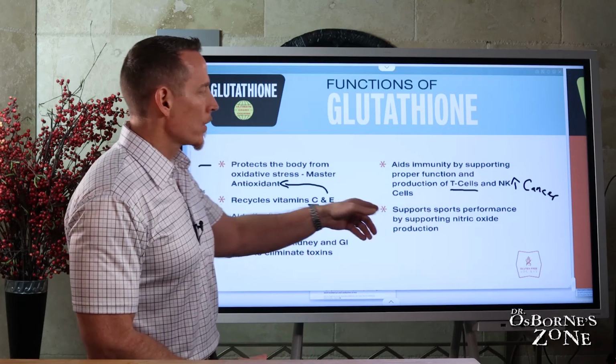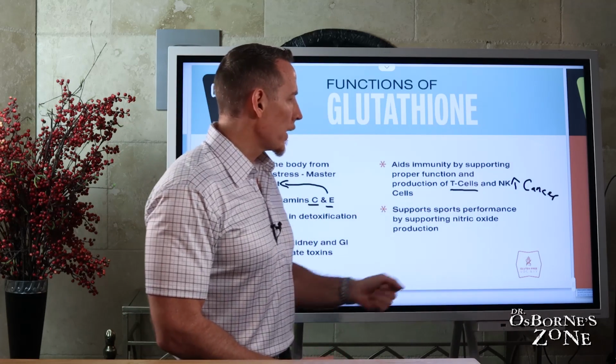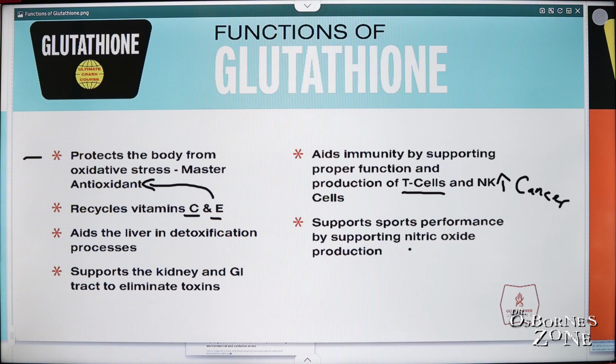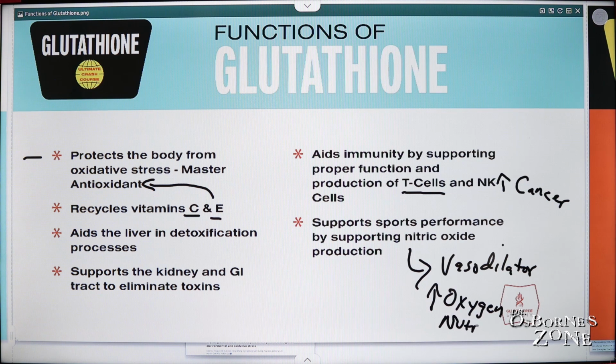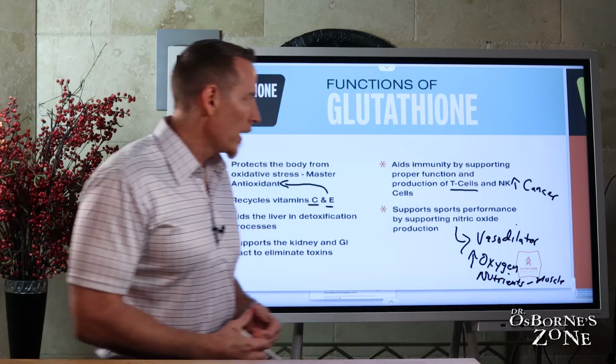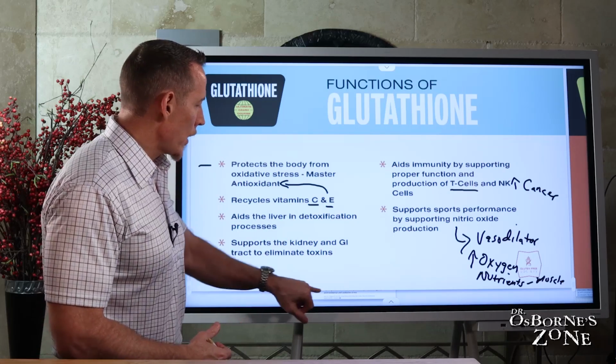It also supports sports performance by supporting our ability to make nitric oxide. Remember, nitric oxide is a very powerful vasodilator. It dilates blood vessels, thus increasing oxygen and nutrients to our tissues. In this case, with exercise, it's very important for the muscle. If the muscle doesn't get enough oxygen or nutrients, it's going to wear out quicker, and our sports performance is going to be reduced. So these are some of the major functions of glutathione.